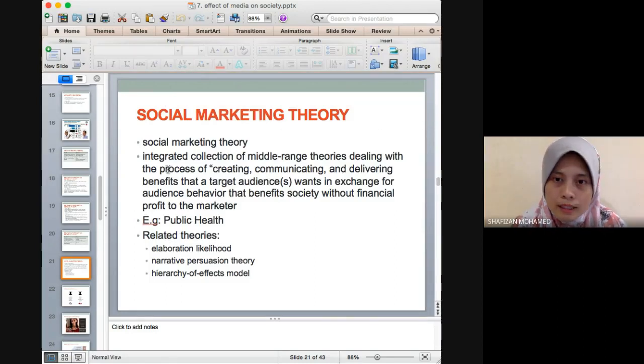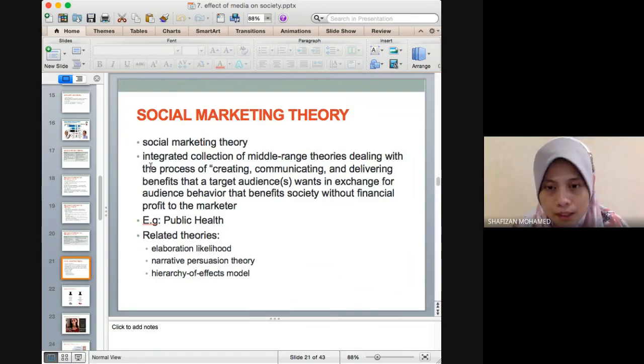Social marketing theory is an integrated collection of middle range theories dealing with the process of creating, communicating, and delivering benefits to the target audience's wants in exchange for audience behavior that benefits society without financial profit to the marketer. What does this mean? Just now we talked about marketing theory. Marketing theory is really about just trying to sell products. But when we talk about social marketing theory, they try to be more responsible, politically correct.